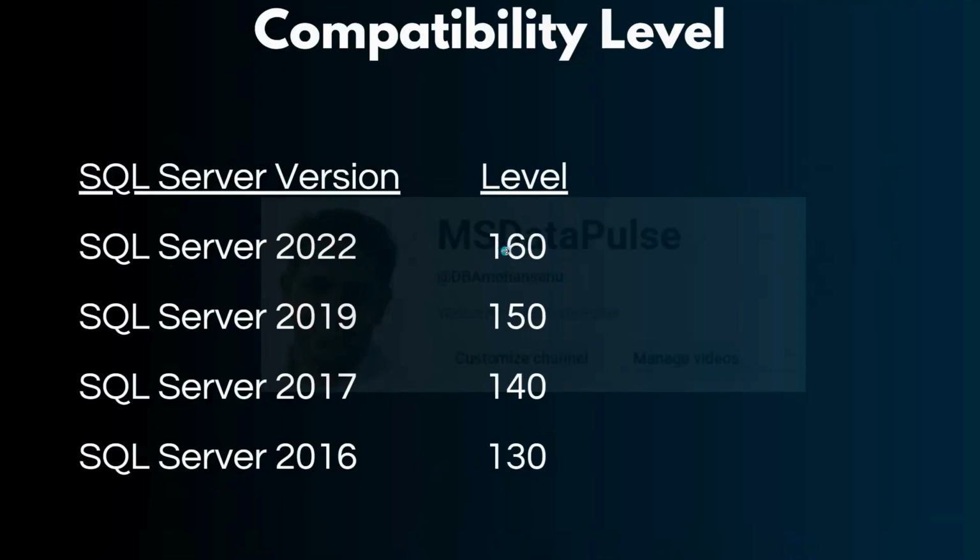You might have noticed that when you restore a database from a lower version to a higher version, the compatibility level does not change by default. You will still see the same compatibility level. For example, if you restore a database backed up in SQL 2019 onto 2022, the compatibility level will still show 150, and it will act as the 2019 version until you change the compatibility level.